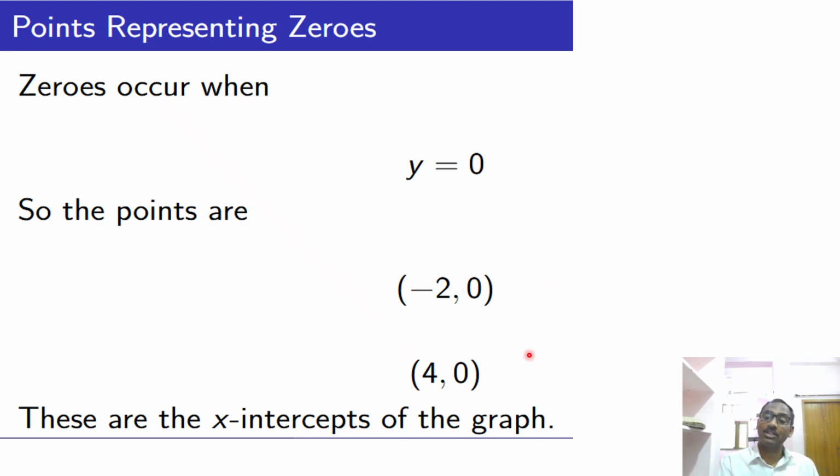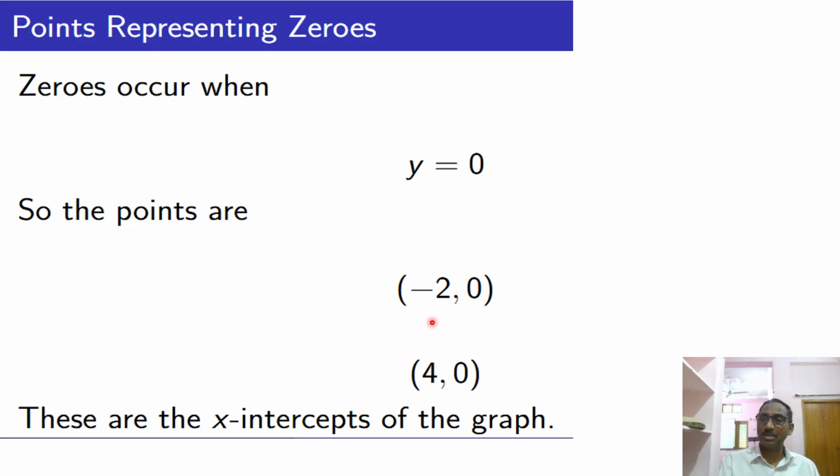So for the given graph, if you draw the x-axis and the y-axis and locate the points, you get minus 2 comma 0 as one point on the x-axis, and 4 comma 0 on the x-axis. So these are the x-intercepts of the graph. Already we got minus 2 is a zero, 4 is a zero. So directly you can write minus 2 comma 0 and 4 comma 0 are the x-intercepts of the graph.